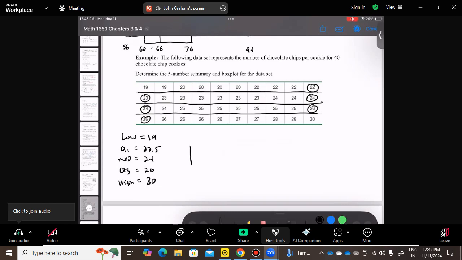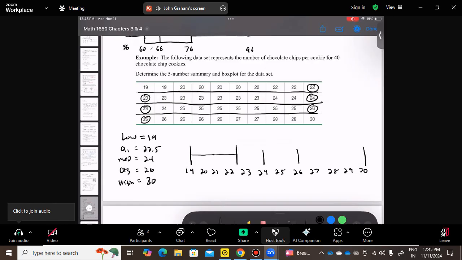Alright, so 19. We'll do it this way. 20, 21, 22, 23. I just count to 30, where I get kind of a scale here. That's your highest. Then we have bars at 26 for Q3, 24 for the median, 22 and a half for Q1.